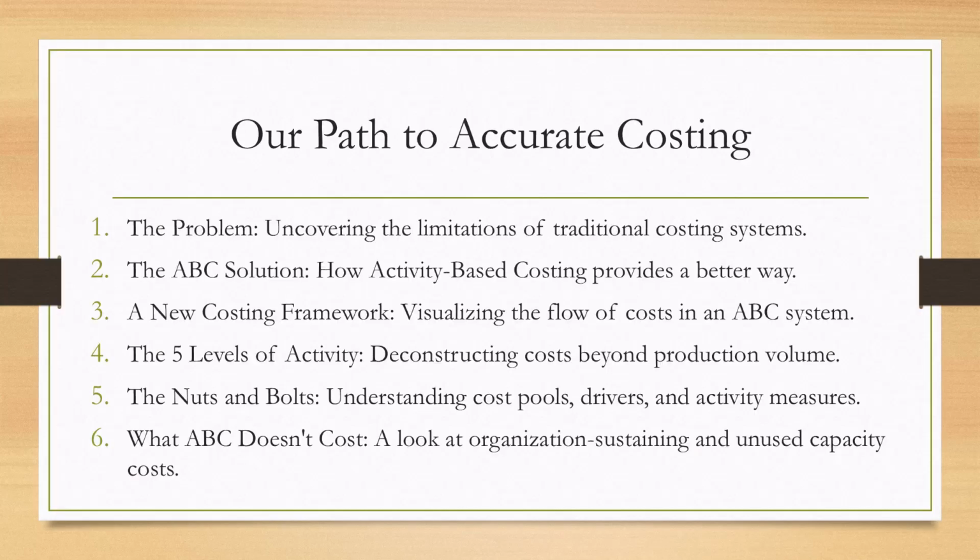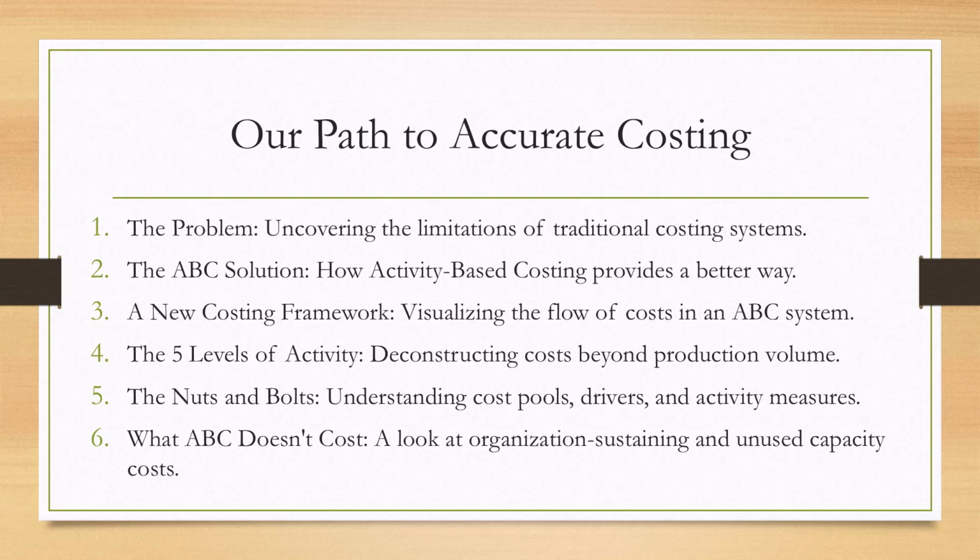Here is the path we'll take today. We will start by uncovering the limitations of the traditional costing systems that we've discussed previously. Then, we will introduce activity-based costing as a more robust solution for internal management. We'll visualize the flow of costs in this new framework and then deconstruct costs using the 5 levels of activity, which is a core concept of ABC.